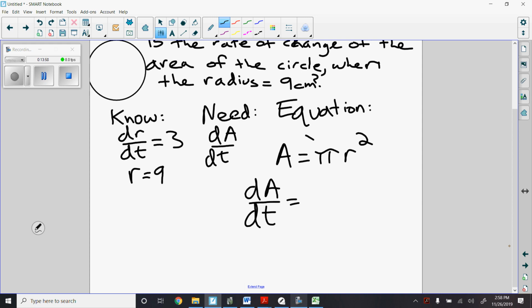is going to be 2 pi r. But again, I need to tack on dr dt. Right? That's where it's similar to implicit differentiation. So the derivative of pi r squared. By the way, I don't need the product rule because I don't have two variables. Pi is not a variable. I have one variable with a coefficient and an exponent. So for the derivative of pi r squared, I'm just using the power rule, multiply the 2 out front, and I'm going to get 2 pi r to the first, and then multiplied by dr dt.